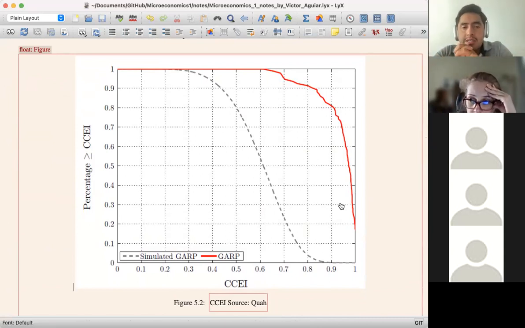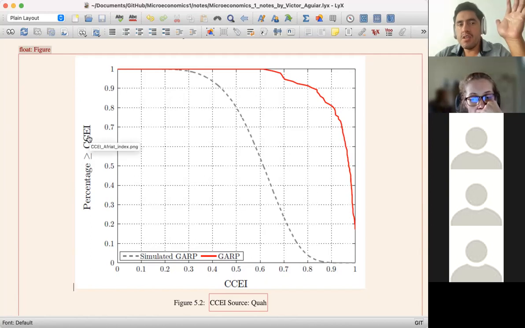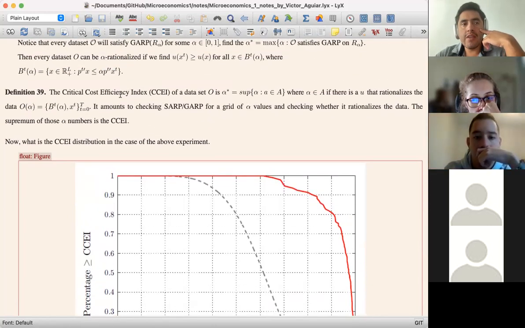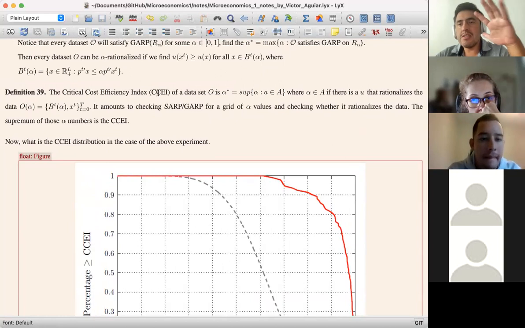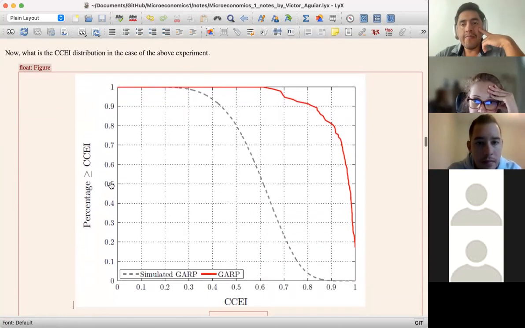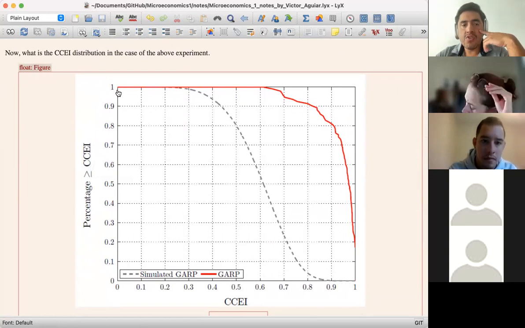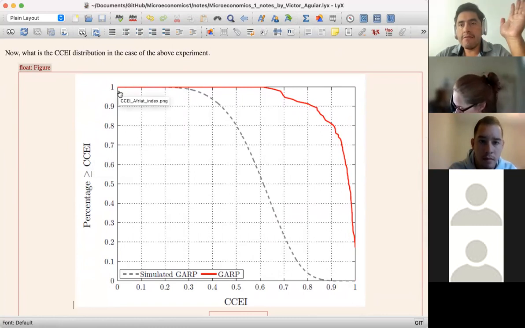Yeah. Okay. So this is the same data set I described, right? And here I'm going to give you a kind of cumulative distribution. It's a little bit flipped. This is the percentage of people that are above a given Afriat efficiency index, the CCEI. So this is basically the critical cost efficiency index. That's why it's called the CCEI. And this is the percentage of people that are greater than or equal to a given Afriat index, right? For instance, this will be 1, which is exactly the GARP, right? So here in the upper left corner.